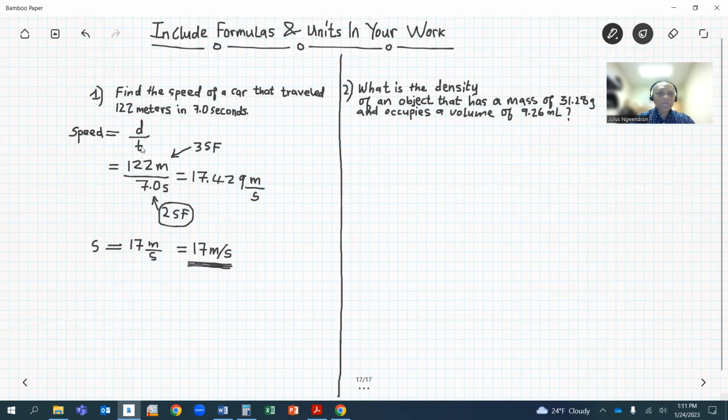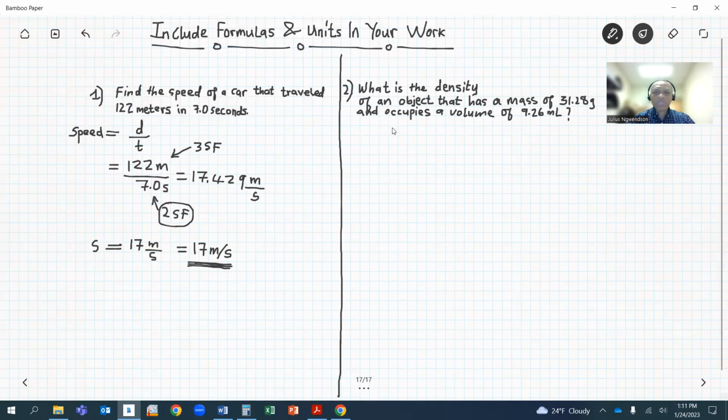Showing the formula, you show your work with the numbers and you include your units. You have to consider all of these things and also, of course, the number of significant figures. So you need to consider all of this when you are showing your work.